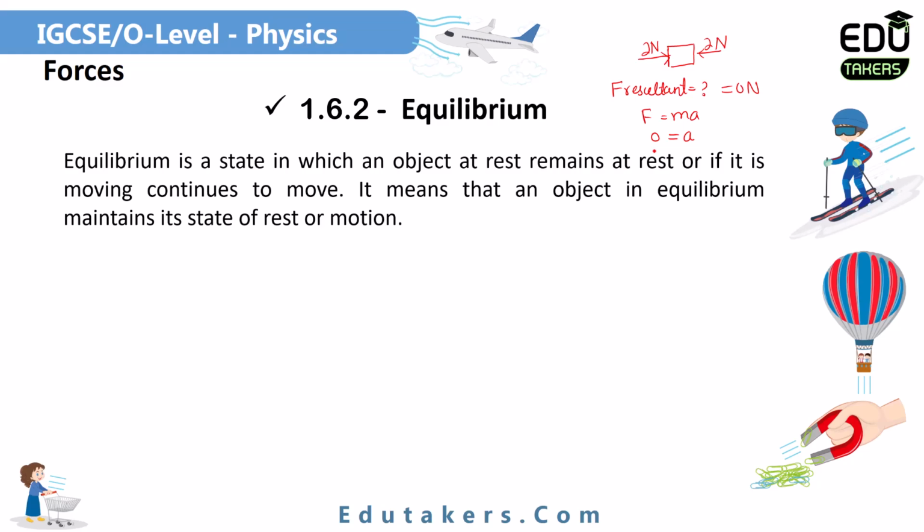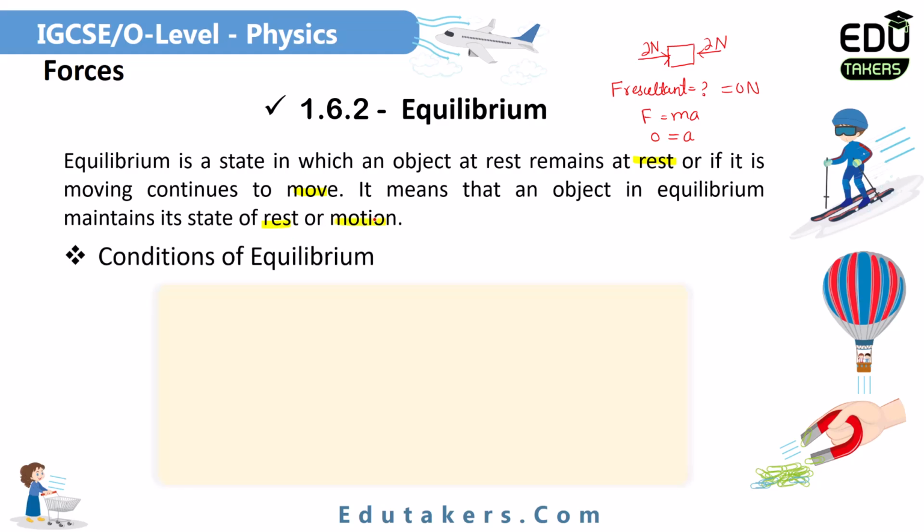If the body is at rest, it remains at rest, and if the body is moving, it continues to move. This is equilibrium. I can simply say that in equilibrium, the body maintains its state. So the same thing is given here. Equilibrium is a state in which an object at rest remains at rest, or if it is moving, continues to move. It means that an object in equilibrium maintains its state of rest or motion.